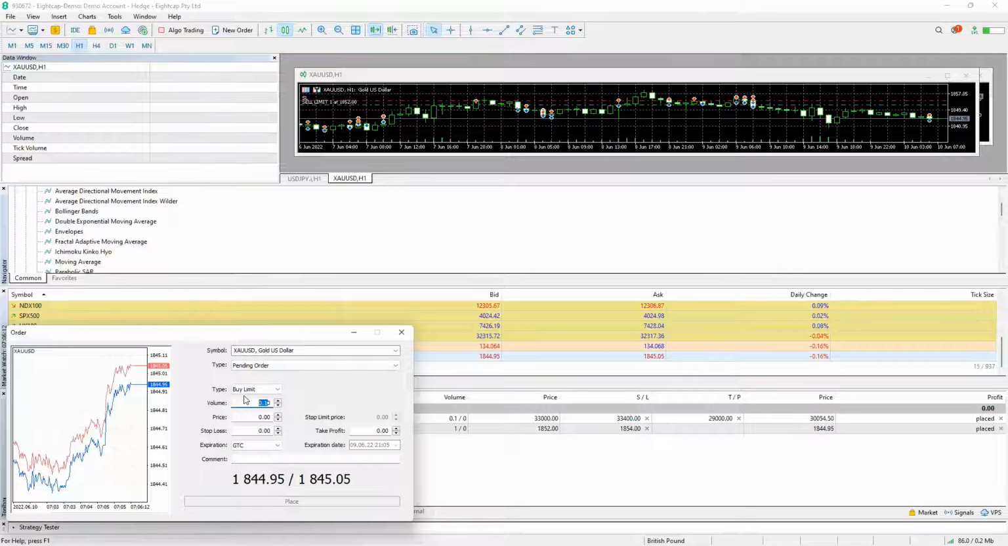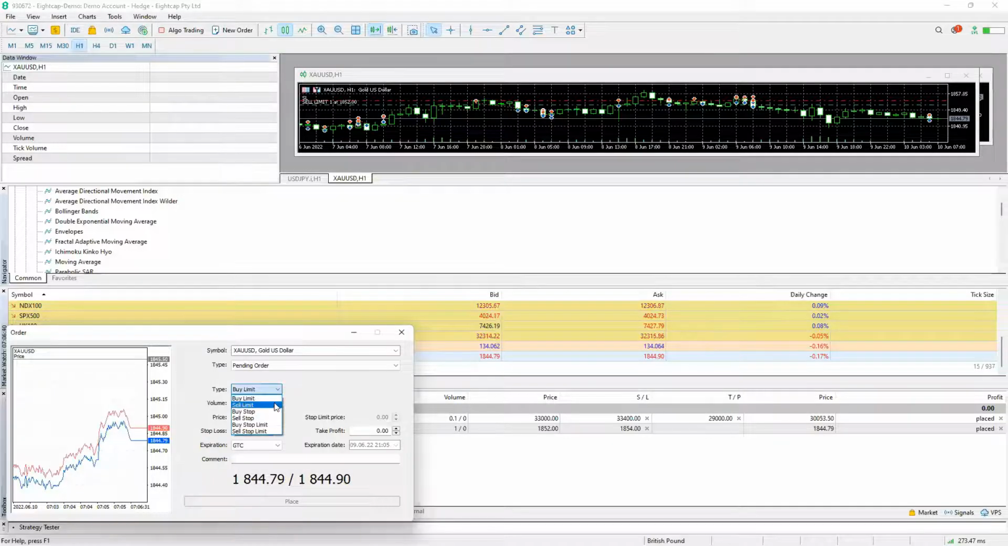And I'm gonna do a little bit bigger volume. The price is 1845.50. Okay. Then my stop loss is gonna be 1848. That's $2.50. Okay, and I'm gonna put this on sell limit.